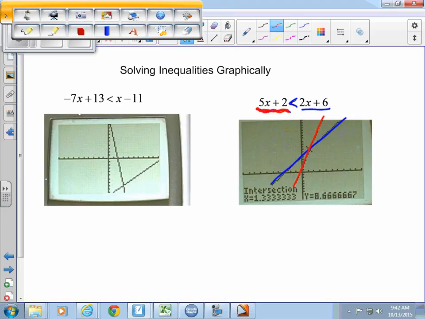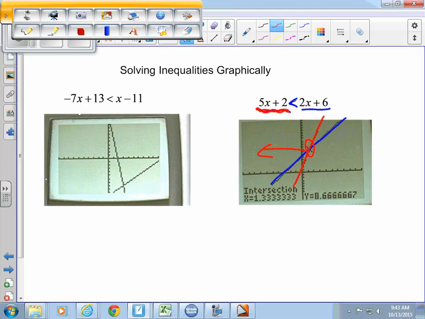I want the red one to be less than the blue one. Does everyone agree? Yeah. Well, when is the red one less than the blue one? 4.2. That way, right? Yeah. Does everyone agree? Good? Well, how do I write that?